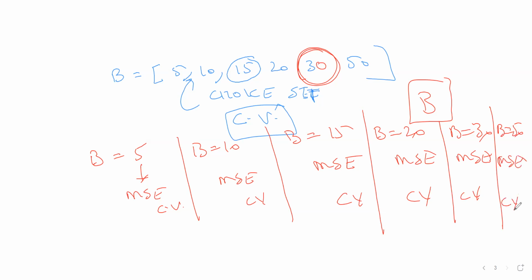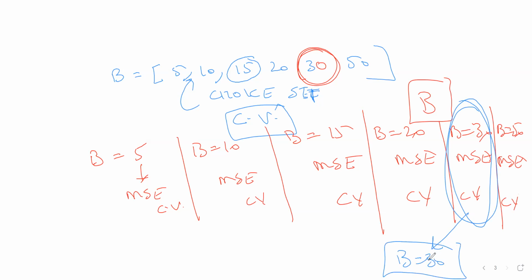Which is the best value? That is, which is the minimum MSE. Say B equal to 30 is giving me the minimum MSE. This is my minimum. So my choice, the answer is B equal to 30. So I am going to predict using 30 decision trees.